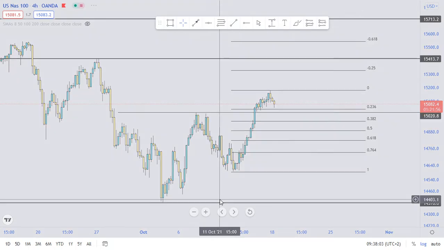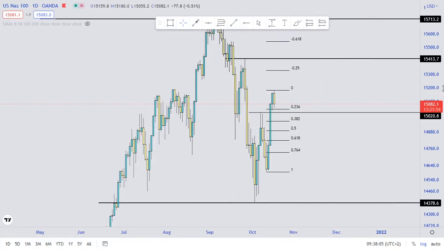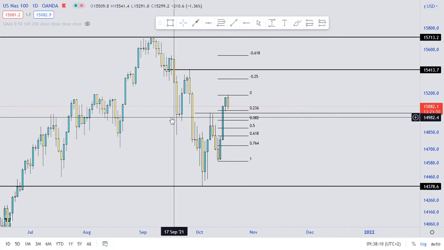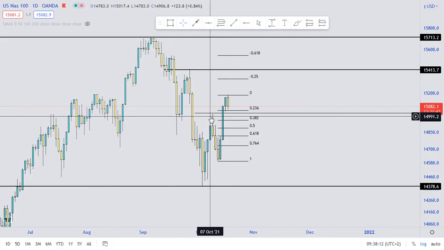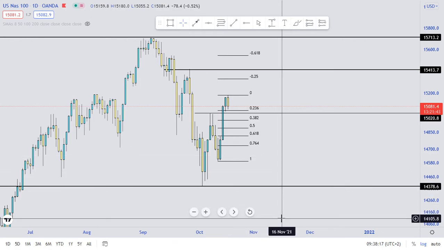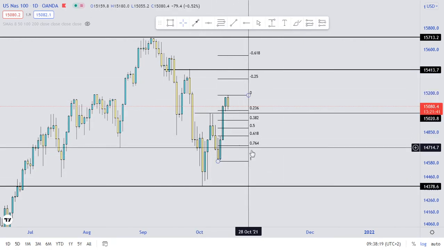We can see on my daily time frame, price did create this low point right here, right? Did break structure low points right here, right? So price can easily still come to the downside, guys. I can still see that price can easily come to the downside.